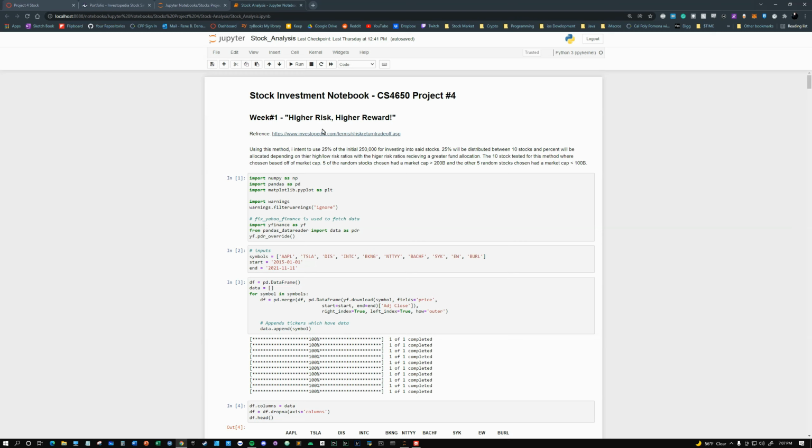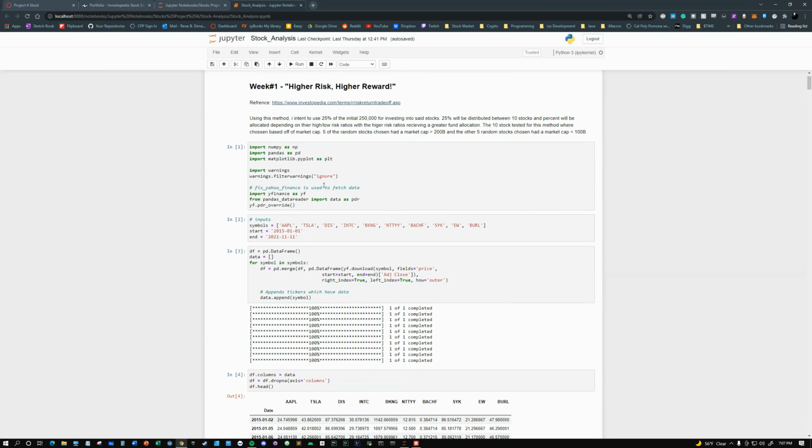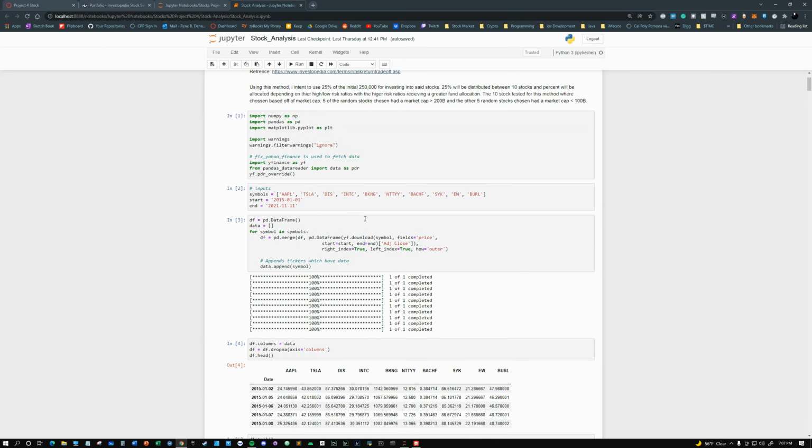But for the first week, I opted to go for a high risk, high reward type system where the risk was higher. That is where I would allocate the 25% of that 250,000 for potentially higher gains. So yeah, let's get started. So pretty much, we import the necessary libraries.